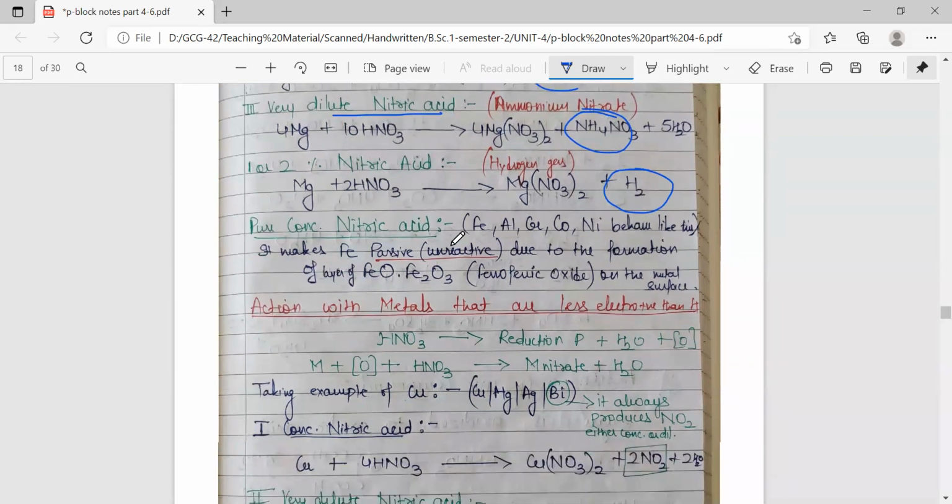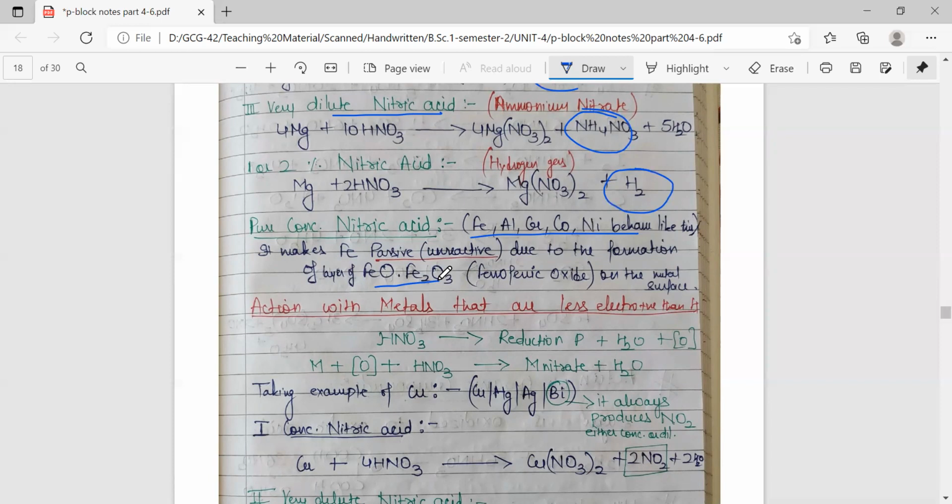If we take pure concentrated nitric acid and use these metals, it makes these metals passive, that means unreactive, due to the formation of a layer of oxide. So ferric oxides are formed on the metal surface due to the action of pure concentrated nitric acid, which gives a protective layer, a protective coating over these metals.